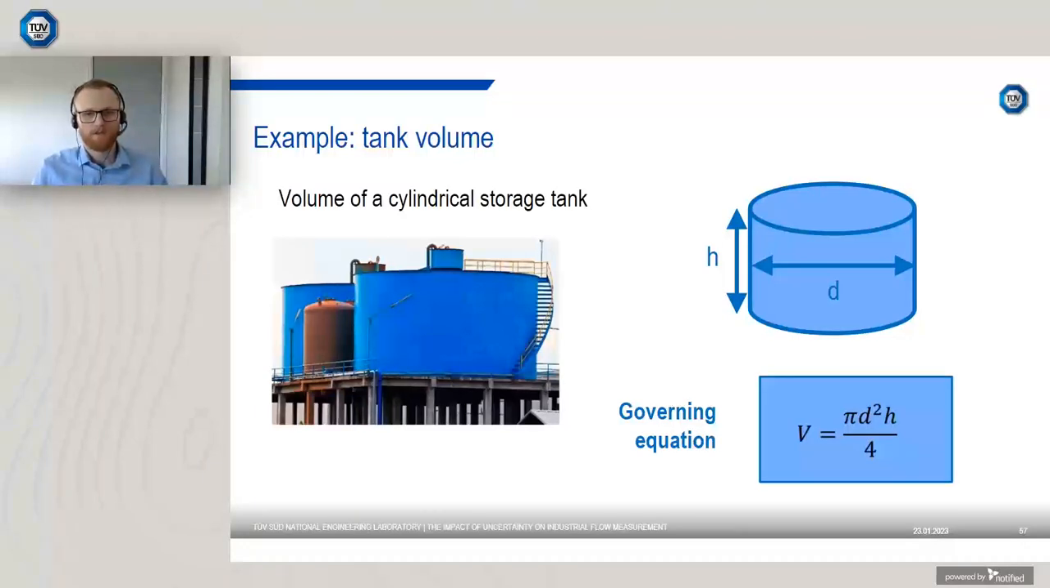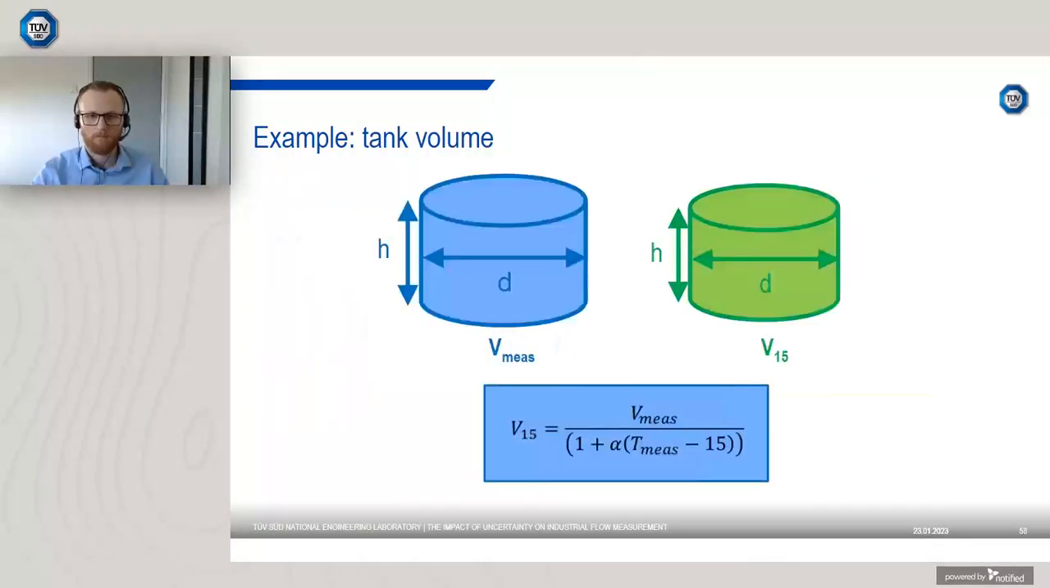So another example here is looking at the volume of a cylindrical storage tank. So the volume is just the volume of a cylinder, so pi d squared h divided by 4. What we want to do is standardise the volume of the tank. We may measure the height and diameter at different temperatures. It may be cold one day or warm the next. So we use an adjustment.